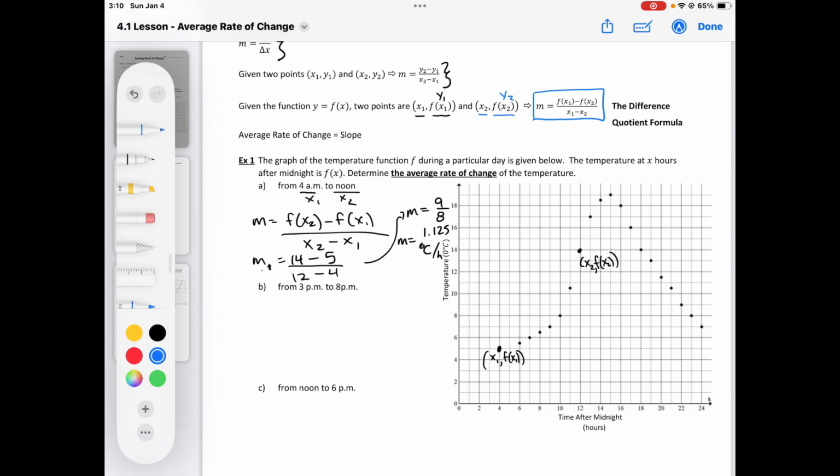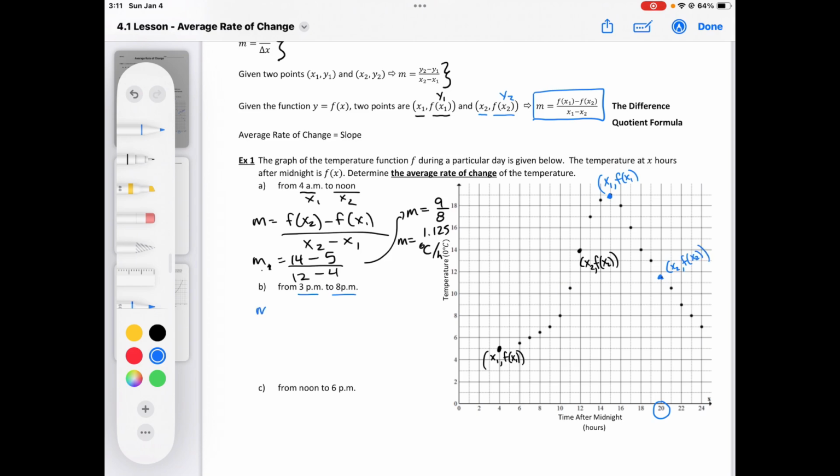Now we go to our second time slot, 3 p.m. to 8 p.m. 3 p.m. is right here at 1500 hours. So this is our x1, f at x1. To 8 p.m. 8 p.m. is 20 right here, using 24-hour time. So then we've got x2, f at x2 for our second one here.